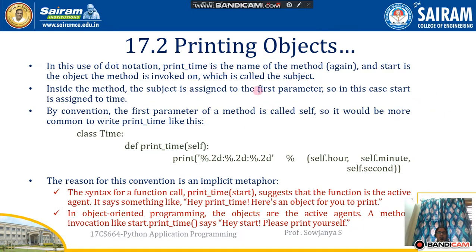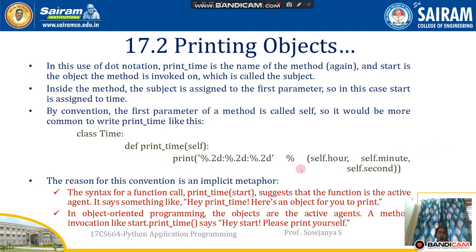And this can be called the subject. The start that you are invoking the method on can be called the subject. Inside this method the subject is assigned to the first parameter, so in this case start is assigned to time. By convention the first parameter of a method is called self, so it would be more common to write print_time in this format. So we can write class Time and inside the class I write the function definition, which prints the value of hour, minute, and then second.